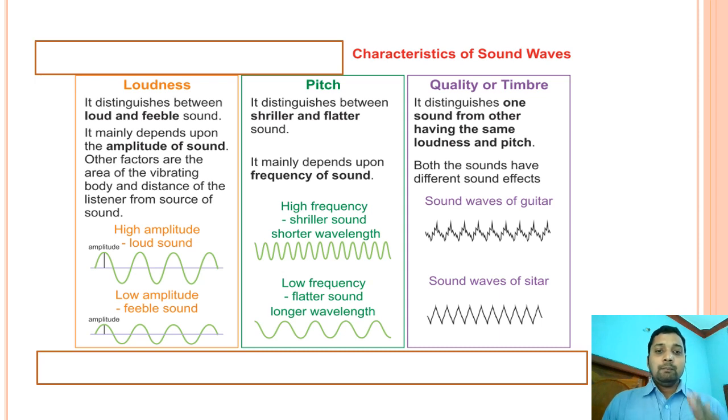Loudness depends upon amplitude, pitch depends upon frequency, whereas quality depends upon the waveform, which type of wave it is forming. Here you can see a high amplitude sound, a loud sound, and a low amplitude sound, a less loud or less energy sound. Whereas for pitch, the number of vibrations is high, meaning in 1 second it can vibrate more times, that is a shrill sound. A low frequency sound is a flat sound. But in case of quality, the sound waves produced by a guitar and a sitar are different, because of which we are able to differentiate two sounds. So this is about the fundamental concept of sound with its characteristics.